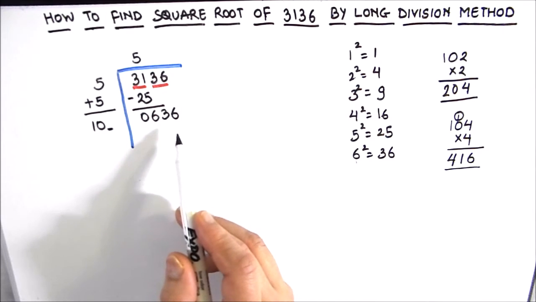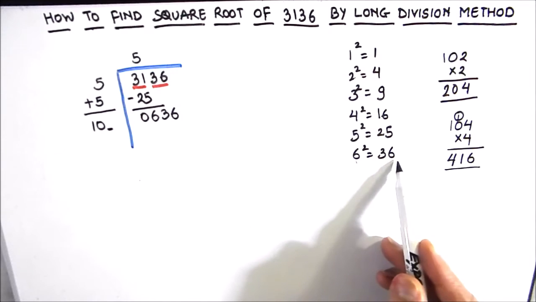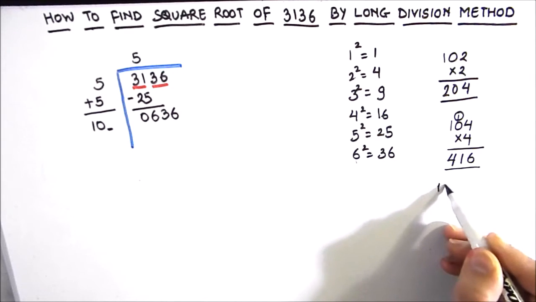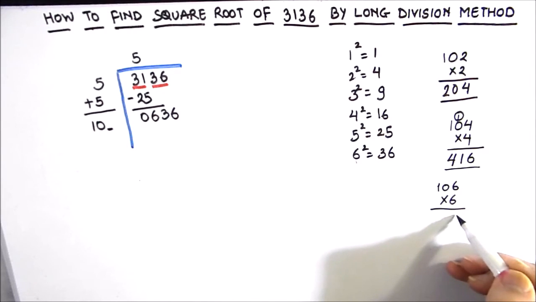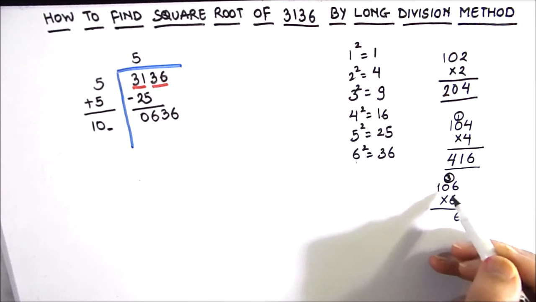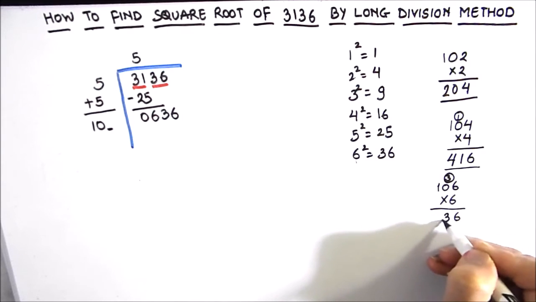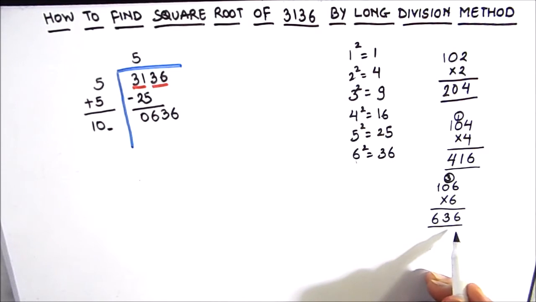So let us take the next number. Here we get 6 in the units place by using 6. So let's try 106 times 6. 6 times 6 is 36, 6 and 3 will be carried over. 6 times 0 is 0 plus 3 is 3. 6 times 1 is 6. So 636. We got the exact number.